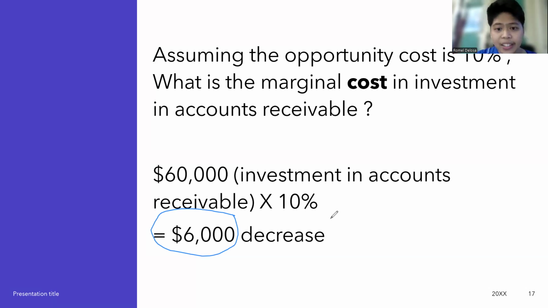Okay? So take note, this is an important thing. When the question asks for cost, remember this: when it asks for the cost in investment in AR, multiply it by the percentage. Multiply it by the opportunity cost rate, multiply it by the interest rate on investments, multiply it by the rate of return. The point is, when cost is being asked, multiply it by the percentage rate or the opportunity cost rate. Okay? So, that is the implication when cost is being asked.